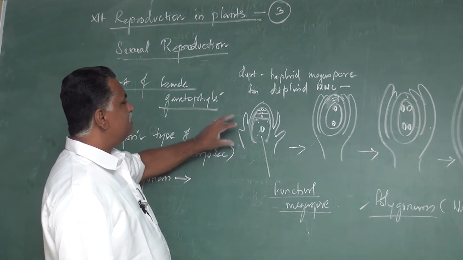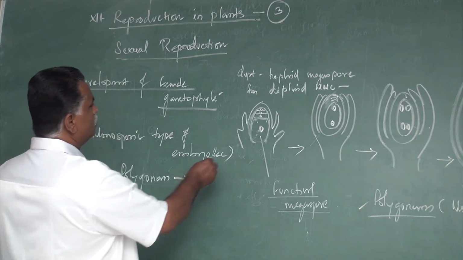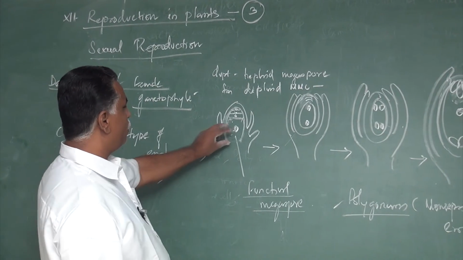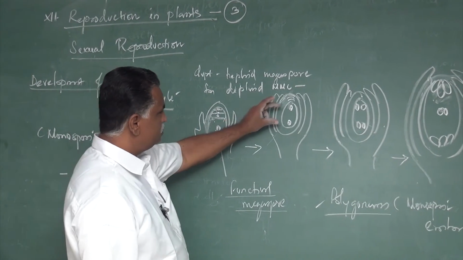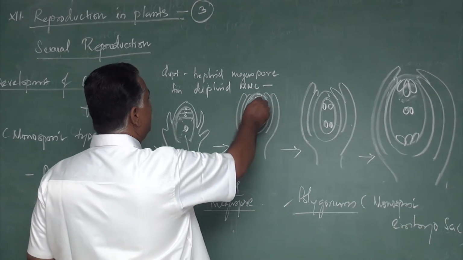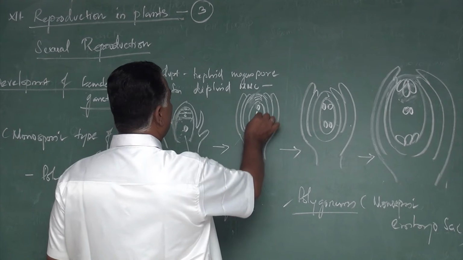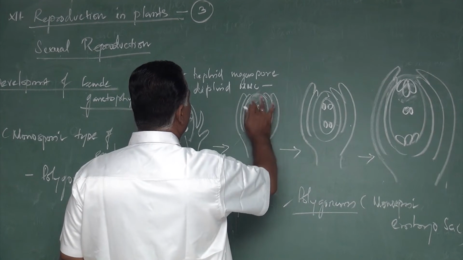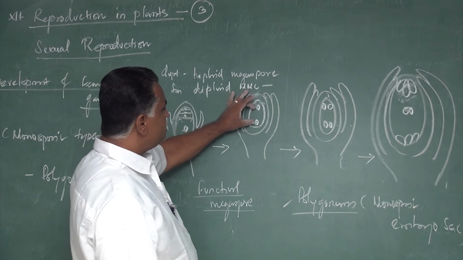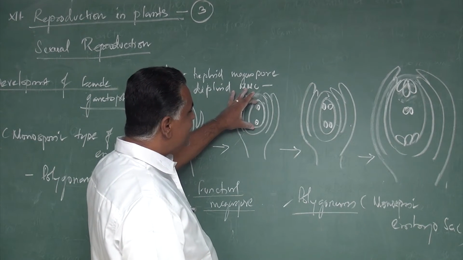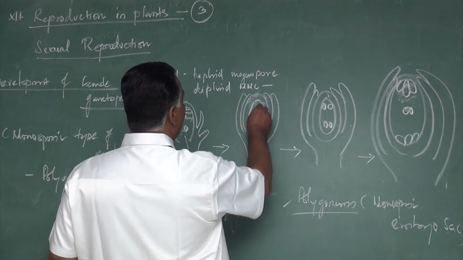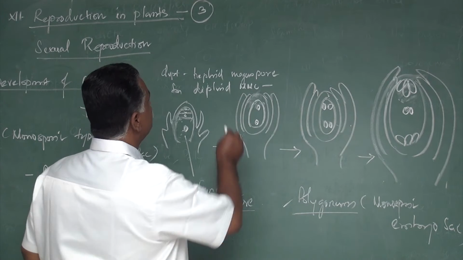See, in this, as we said, the basal cell, the functional megaspore, enlarges as it is found here in the Polygonum type. 3 cells disintegrate and only 1 cell enlarges. The cell enlarges and assumes the shape of a sac, and nuclear division takes place.